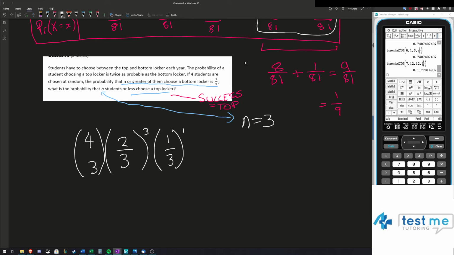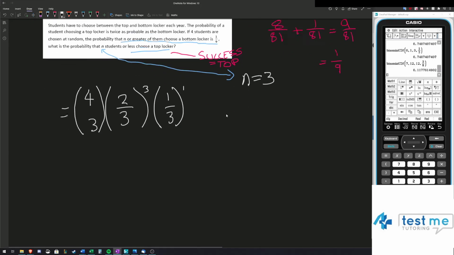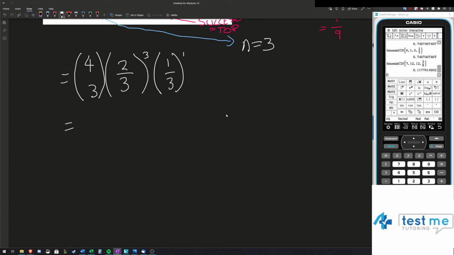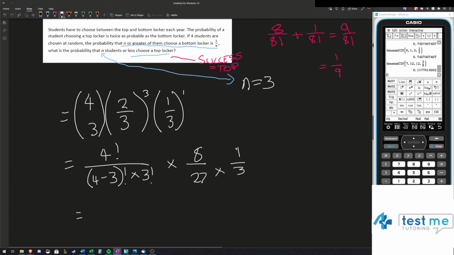Now we could just use one from up there, but I'll just do it by hand, because it seems like a nice way to finish. 4 factorial over 4 minus 3 factorial, and then we multiply that by 3 factorial. Multiply that by what's 2 over 3 cubed, it's 8 over 27 times 1 over 3. Okay. So that is for 3 students.